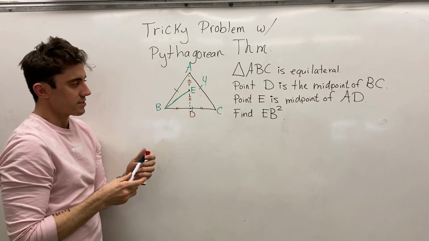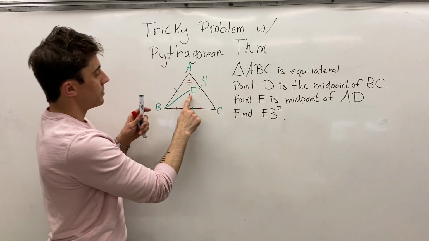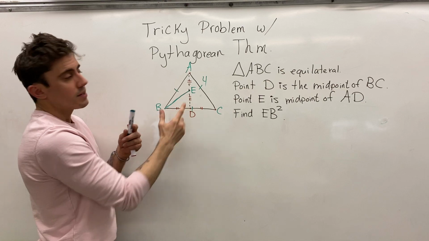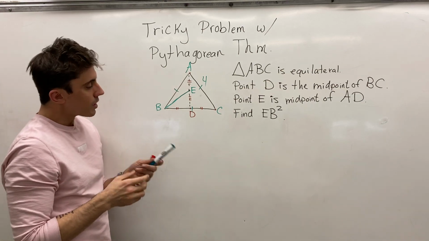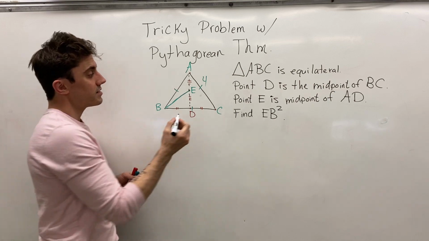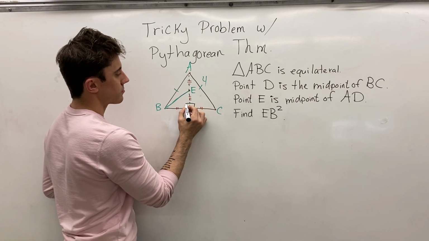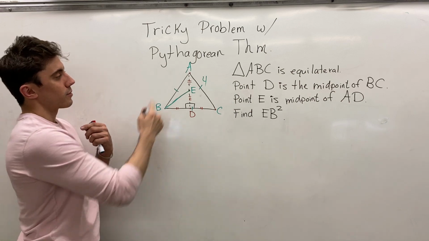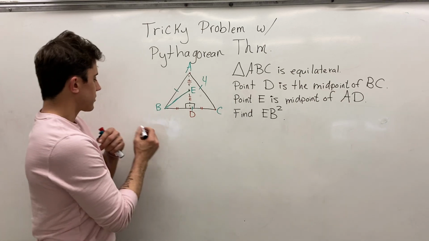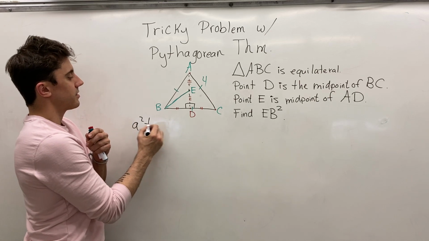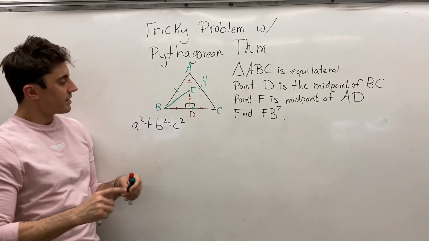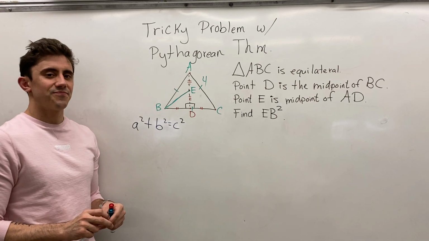Now the problem asks us to find the length of EB squared, okay? So this length squared. First things first, we might notice that the Pythagorean theorem will be useful in this problem because we have two nice right angles here, okay? And whenever we're dealing with right angle triangles, this is always a safe bet to go with. And so I'll first off state the Pythagorean theorem: a squared plus b squared is equal to c squared. This is you past grade 8, you're surely familiar with this.